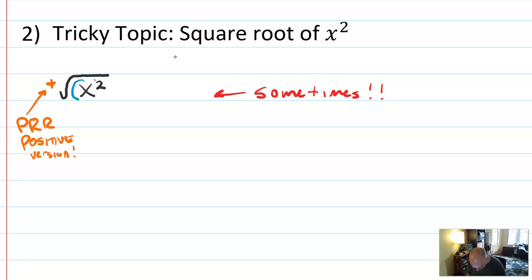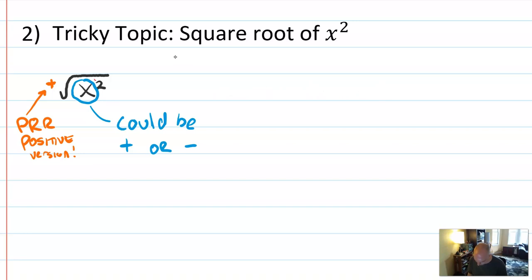However, x could be positive or it could be negative. And we're not sure. And there's nothing in the problem that says, at least yet, whether that x is positive or negative. So let's think about two different situations. Why don't we do an example?